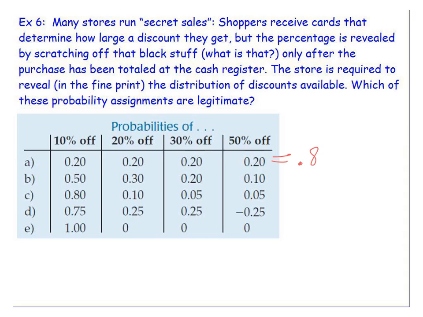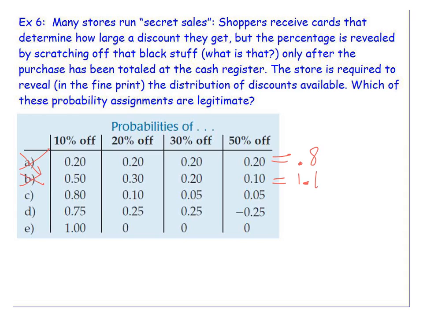This cannot possibly be a legitimate situation because, remember, according to our probability rule 2, they have to add up to 1. So let's look at B. We have a 50%, a 30%, a 20%, and a 10%. Well, 50 plus 30 is 80, 80 plus 20 is 100, and 100 plus 10 comes out to be 1.1. Also, according to that same rule, the sums have to be a total of 1. So that also doesn't work.